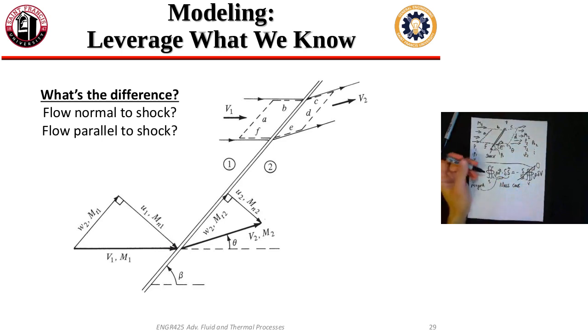So let's parse this a little bit more. By definition, we've constructed B and F up here parallel to the free stream, and C and E parallel to the flow after the shock. So V dot dS, what's that going to be for B and F and E and C? Is it going to be a number or is it going to be 0?